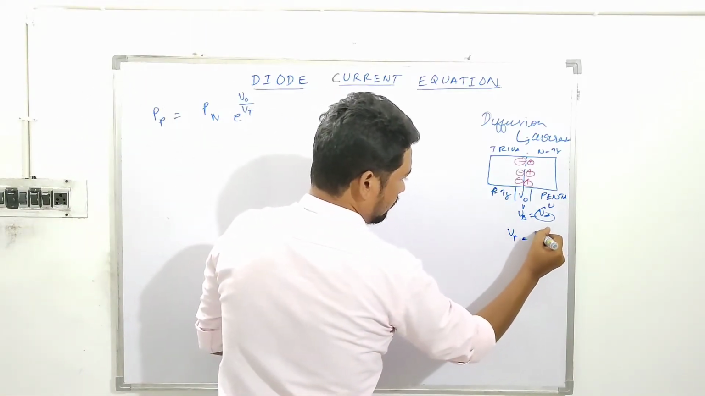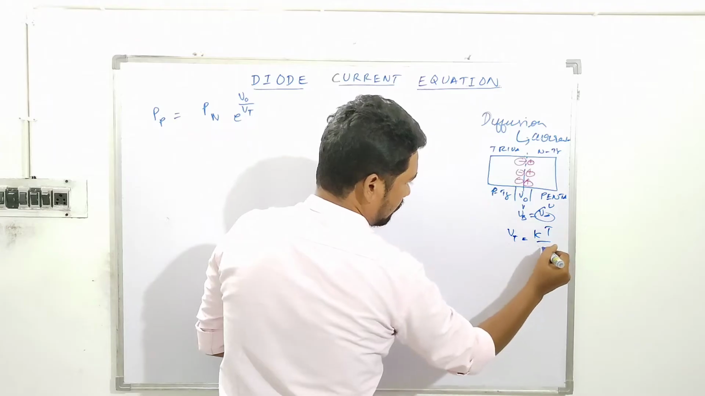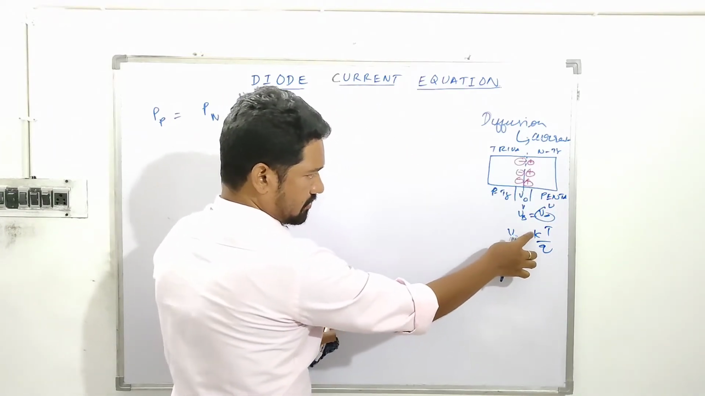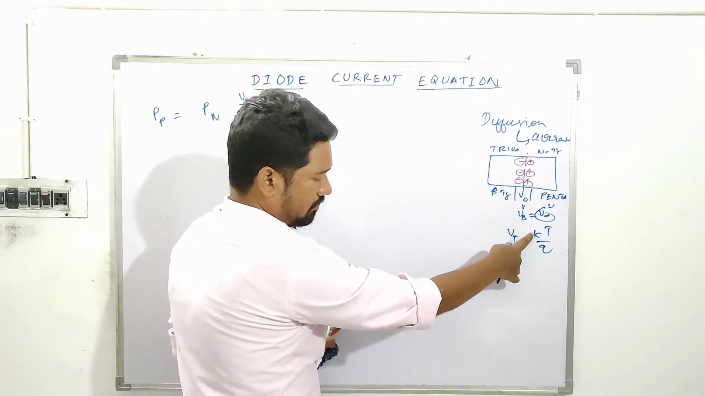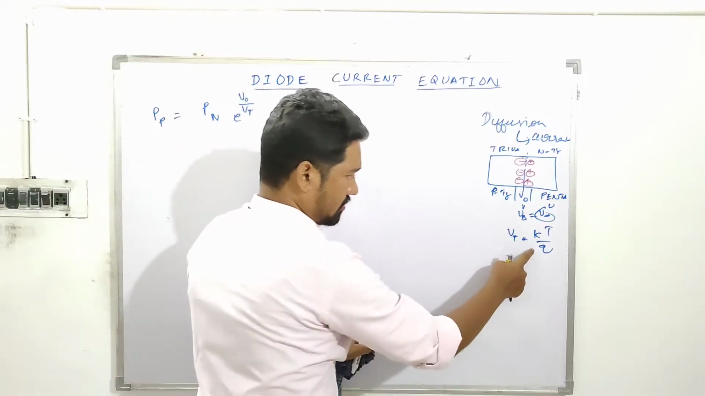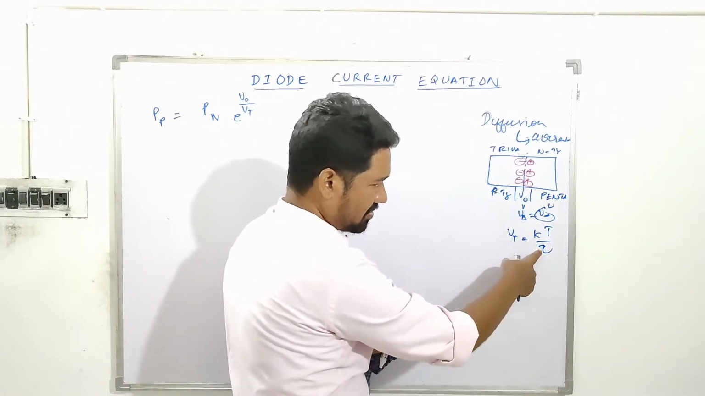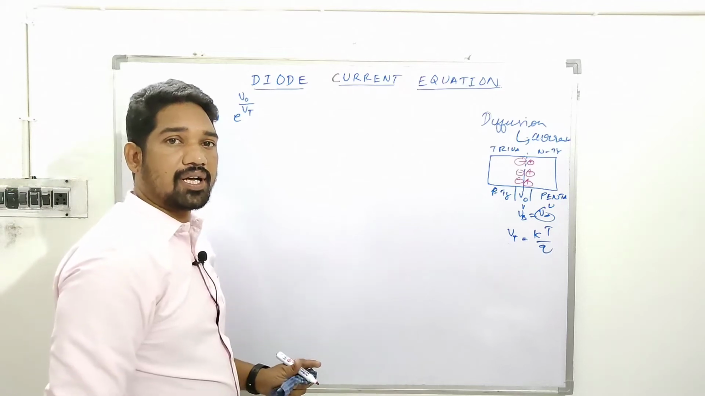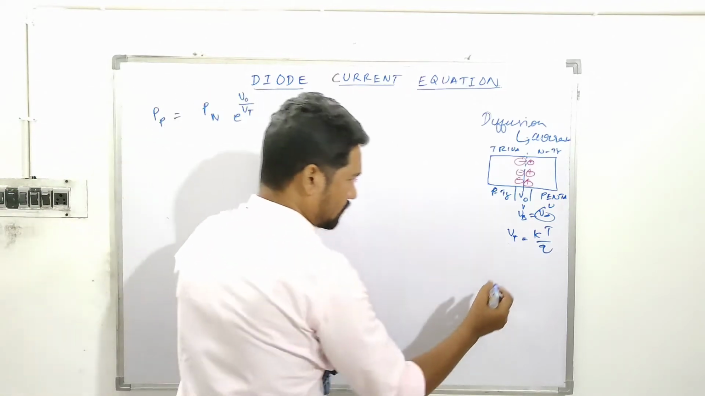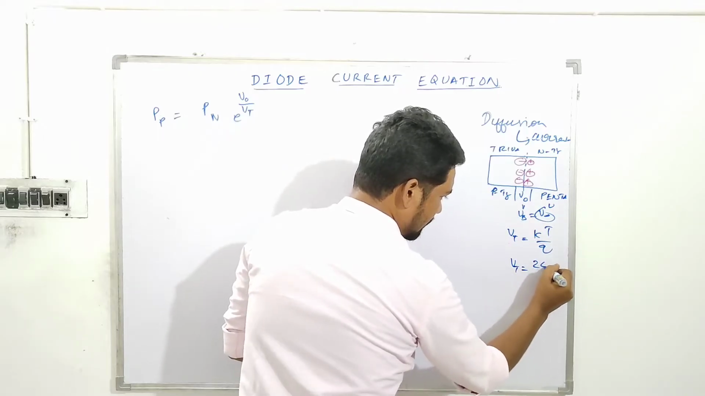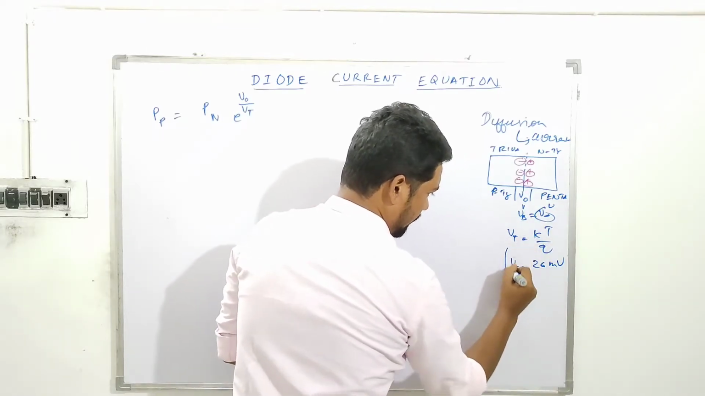VT is equal to KT upon Q. So guys, it's a constant, the Boltzmann constant, 1.38 into 10 raised to minus 23, something like that. Q is 1.6 into 10 raised to minus 19, etc. And this T is equal to 300 kelvin, absolute room temperature, like that. All right. So at room temperature, the VT value will be, that could be proved, 26 millivolts.